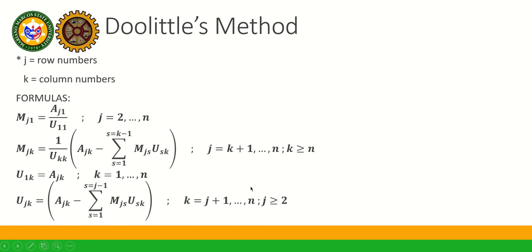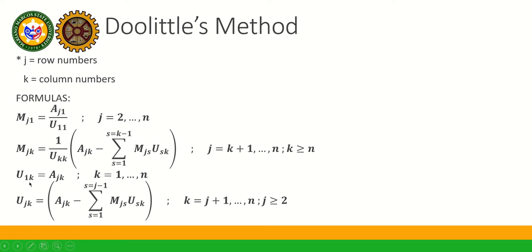Okay? So, in solving for the unknowns, meron tayong given formulas dito, but take note that J represents the row numbers and K represents the column numbers. So the different formulas to be used will be MJ1 equal to AJ1 over U11. Si AJ1 dito is the element sa ating matrix. Okay, so directly kukunin natin siya and then isa-substitute dito sa ating formula. For U11 naman, we can solve that using the other given formulas. So MJK is equal to 1 over UKK multiplied by AJK minus the summation of MJS USK from S equal to 1 to K minus 1, provided that our J is equal to K plus 1 to N and K is greater than N. Okay?